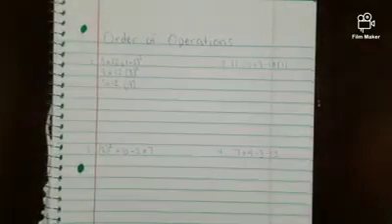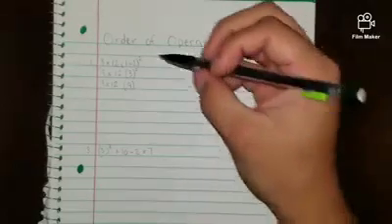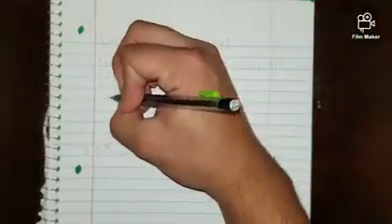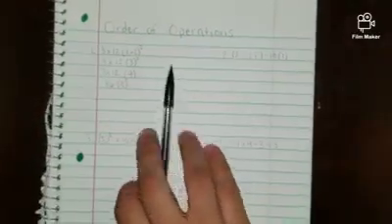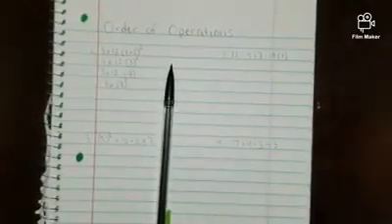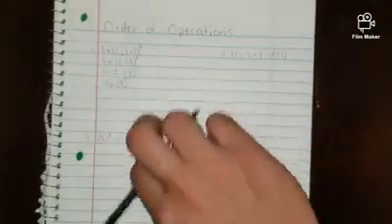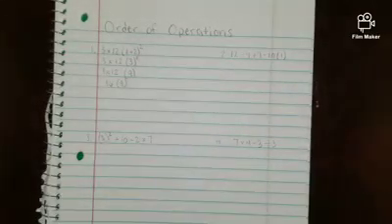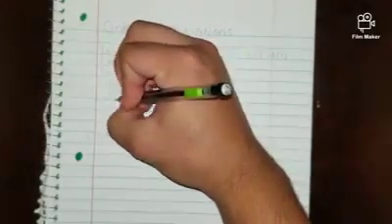And then now we have the next one, which is multiplication. So we do 3 times 12, which gives us 36. And then lastly, we have more multiplication, which is 36 times 9, which would give us 324 for our final answer.